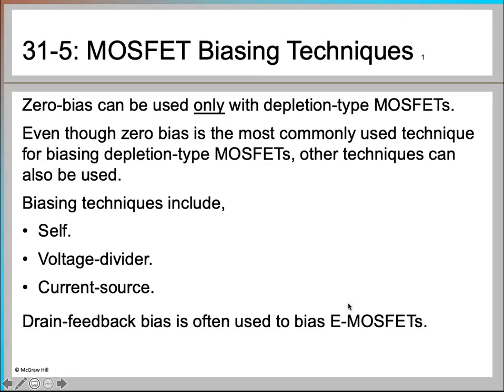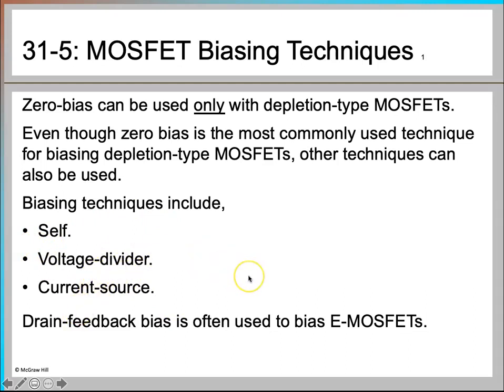Now let's move on to the next topic, the MOSFET biasing techniques. It says the zero bias can be used only with the depletion type mode. This zero bias technique is very popular for biasing the depletion type MOSFET. Other techniques can also be used in the depletion type, which you already know: self bias, voltage divider, and current source. All three are used in the depletion type. I won't go into detail on these three because we have already covered them in the BJT. It's pretty much the same thing.